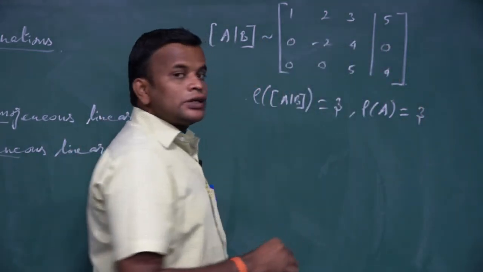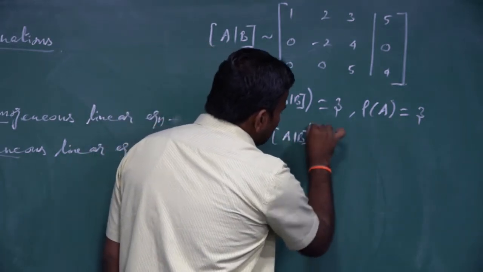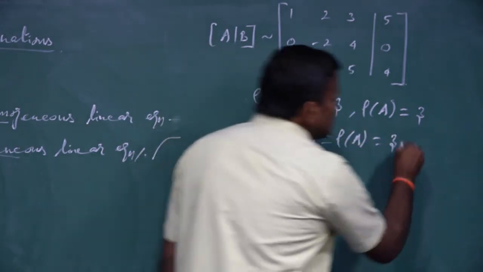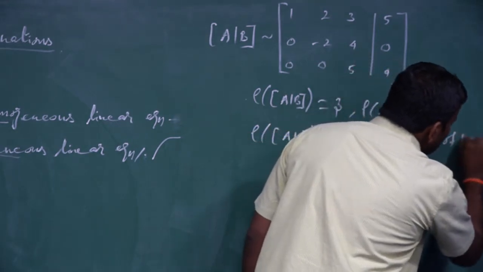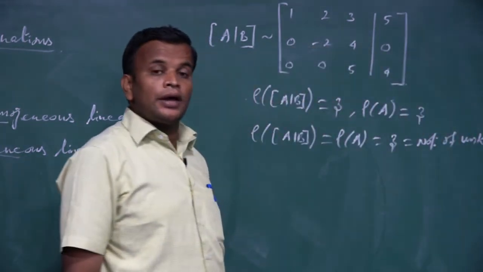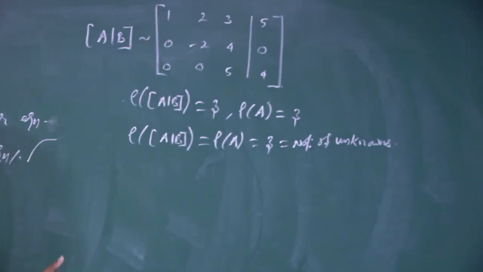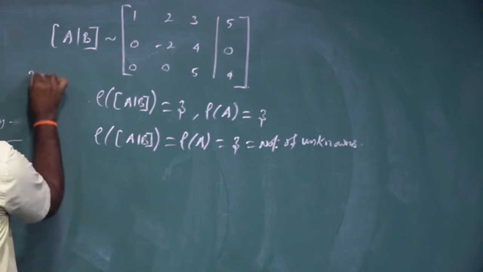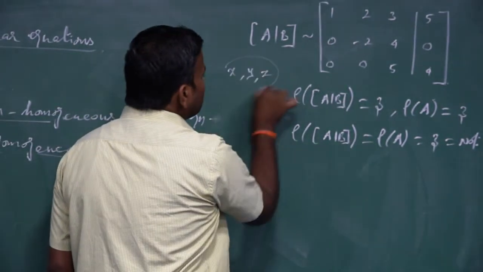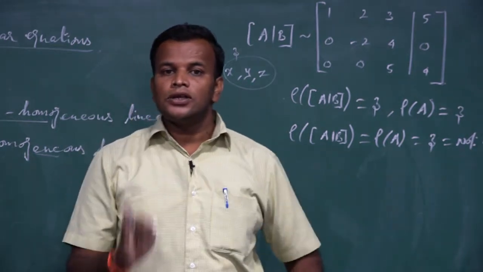It should be equal to the number of unknowns. So the rank of [A|B] is equal to the rank of A. Both are equal to 3, where 3 is the number of unknowns. What is meant by the number of unknowns? The number of unknowns means the variables x, y and z. Suppose I take 3 equations; they contain the variables x, y and z. Both ranks should be equal to the number of unknowns, that is 3. Then the system is consistent and the system has a unique solution.